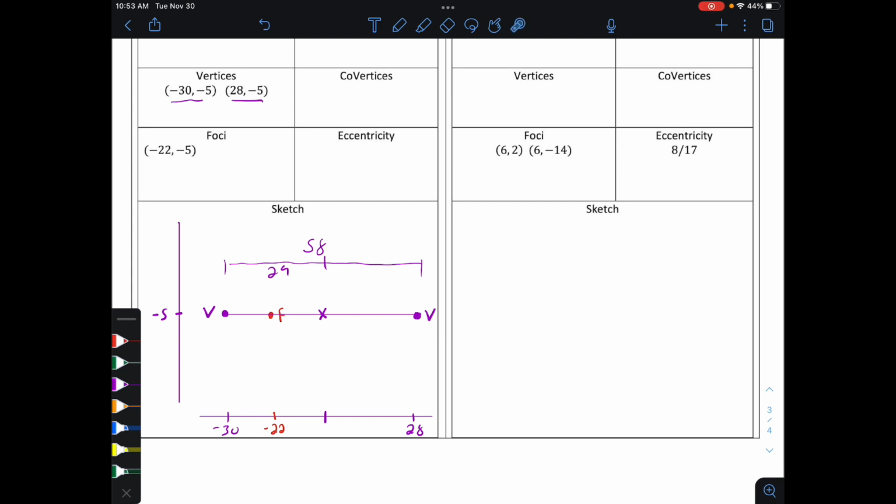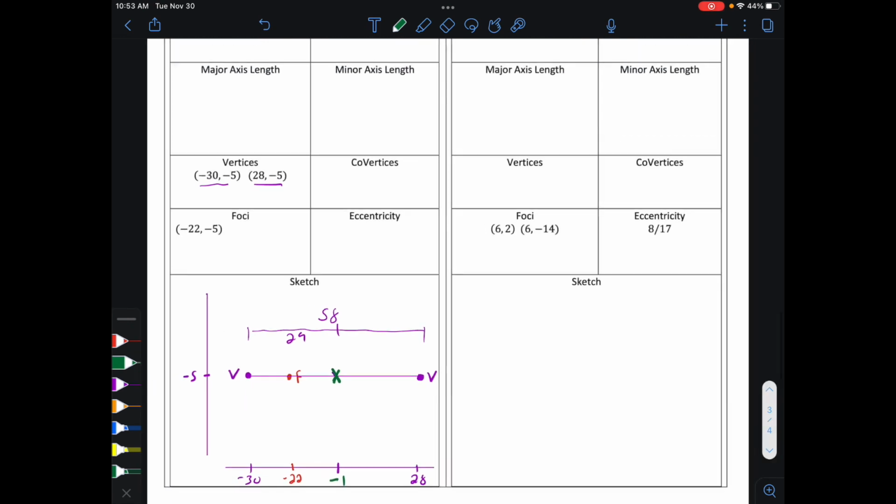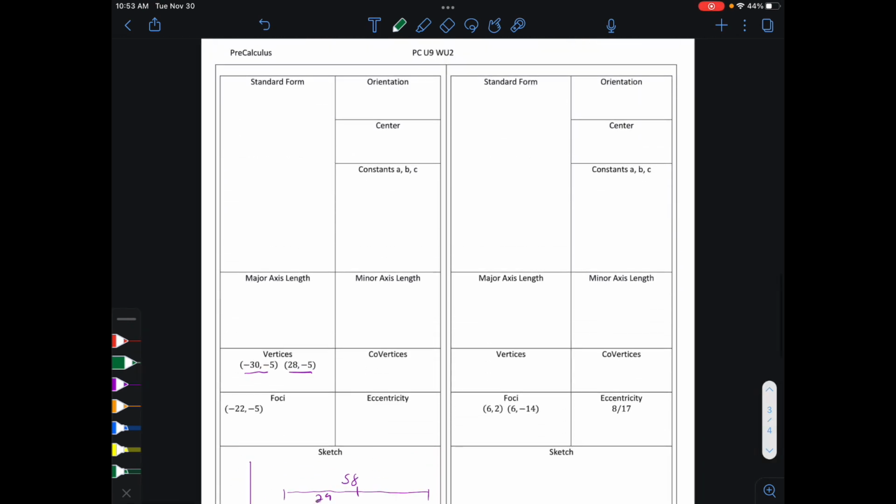So add 29 to the 30 that we're at, and that takes me to my center. 29 to 30, that takes me to -1. So my center, right here, has a coordinate of -1, -5. So that's what I'm starting with, -1, -5. I got that. Now, the orientation.